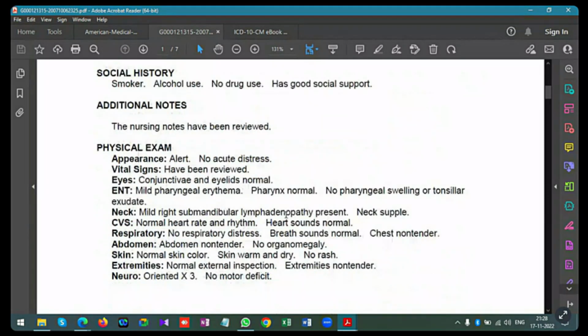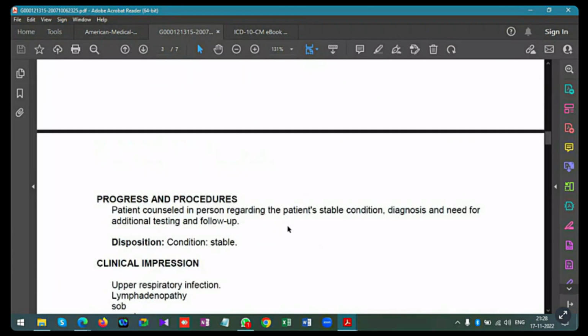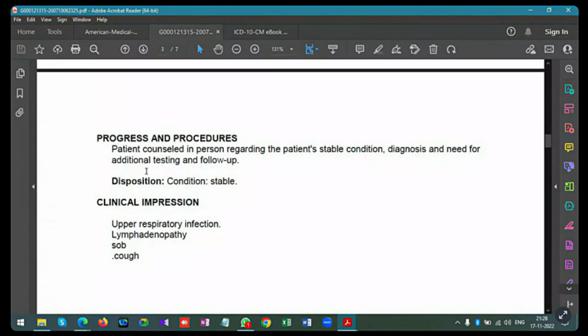That's it. Moving on to the physical examination. Physical exam is where the physician will be present to take this examination. Okay, the physician will be present in order to take this examination. So you will have each and every anatomical system wise. That's it. And you will have any x-rays or any investigations if they have reviewed, and next to it the progress notes and procedures, the disposition status, and the clinical impression.